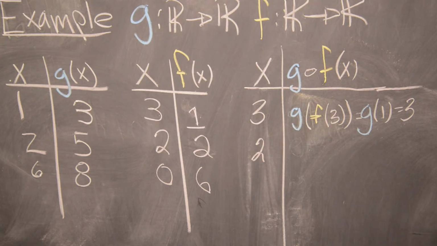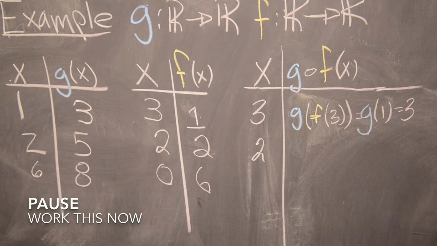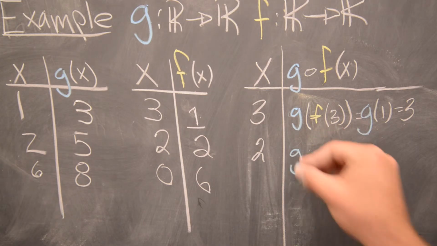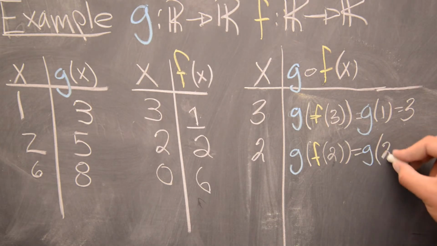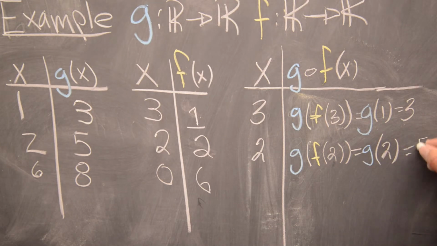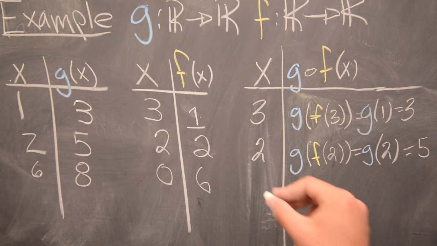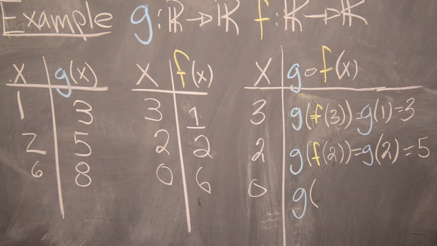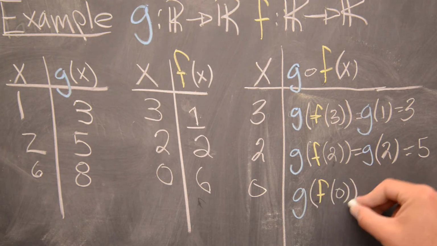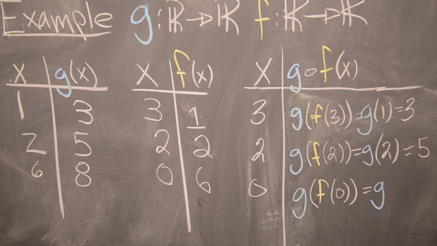What is g composed with f of 2? We calculate the value of g when we input f of 2 into g. So we look at the table to find that the value of f of 2 is 2, and then look at the table to find out that g of 2 is 5. What is g composed with f of 0? To compute g composed with f of 0, we calculate the value of g when we input f of 0. So we look at the table to find the value of f at 0 is 6. And then we calculate g of 6 is 8.